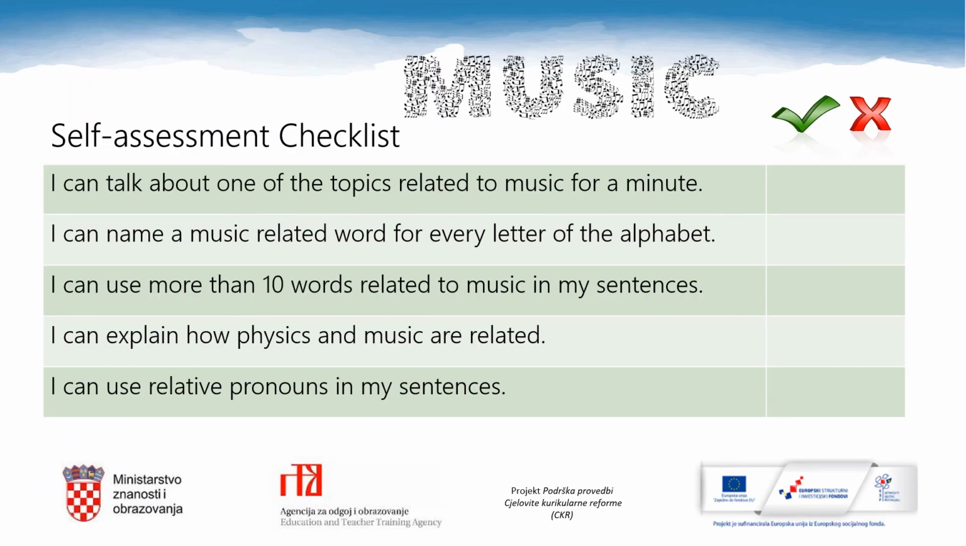When you have completed all the tasks in this lesson, please go through this self-assessment checklist to check that you can talk about one of the topics related to music for 1 minute, that you can name a music-related word for every letter of the alphabet, use more than 10 words related to music in your own sentences, explain how physics and music are related, and that you can use relative pronouns in your sentences. If you can do all that, well done!